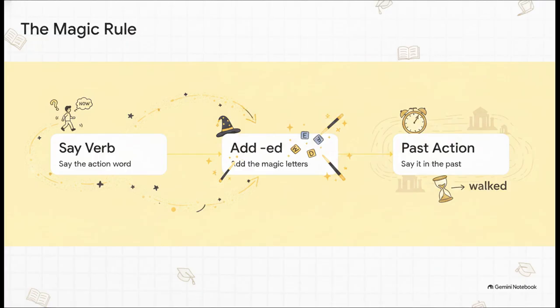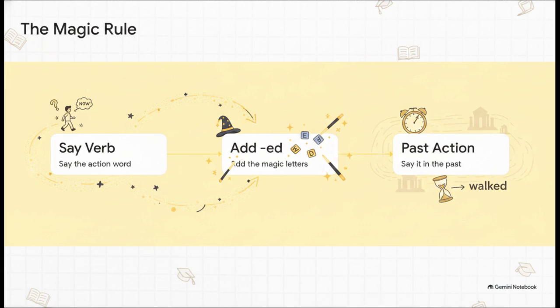So let's see how our time machine operates. It's honestly as easy as 1, 2, 3. Step 1, you just say the action word like you're doing it right now, like walk. Step 2, and this is where the magic happens, we add 2 magic letters to the very end of our word, ED. And step 3, you say your brand new word in the past. So walk gets our magic ED at the end, and boom, it suddenly becomes walked. You literally just time traveled.